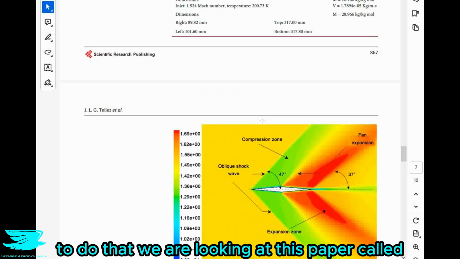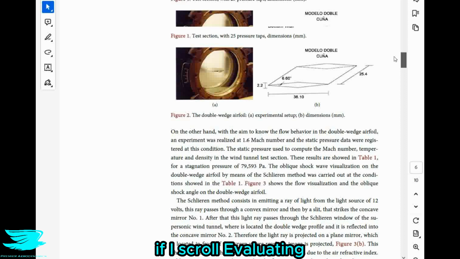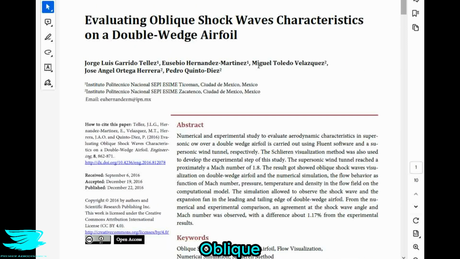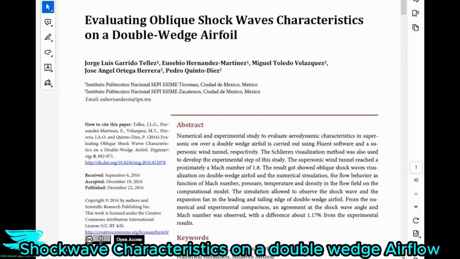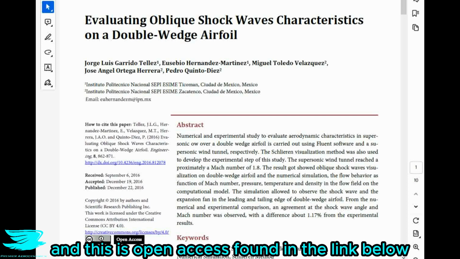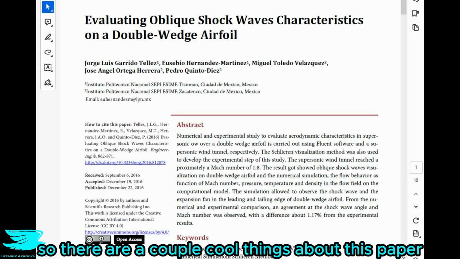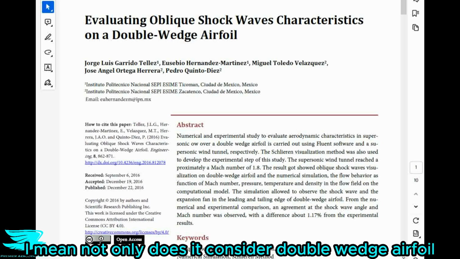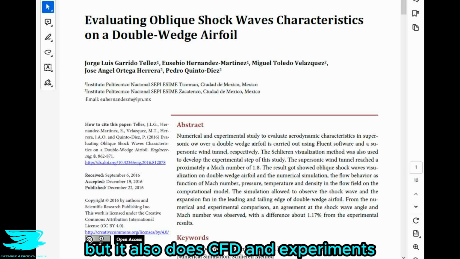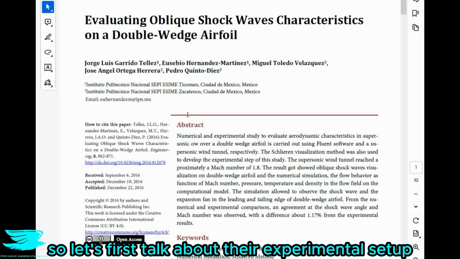To do that, we are looking at this paper called, if I scroll up, Evaluating Oblique Shockwave Characteristics on a Double Wedge Airfoil. And this is open access, so you can find it in a link below. So there are a couple cool things about this paper. I mean, not only does it consider double wedge airfoils, but it also does CFD and experiments. So let's first talk about their experimental setup.